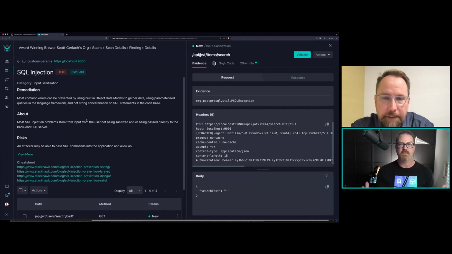So that's what we're talking about when we say give people the information they need at the time they need it, so that they can take action. They can figure out where this lives, where this problem is. They can fix it. They can retest it.